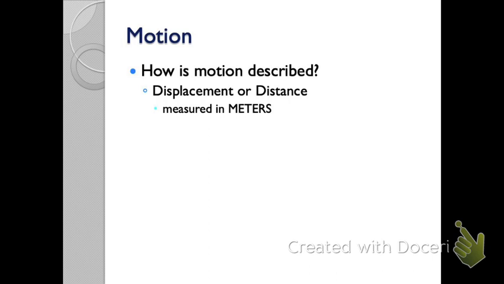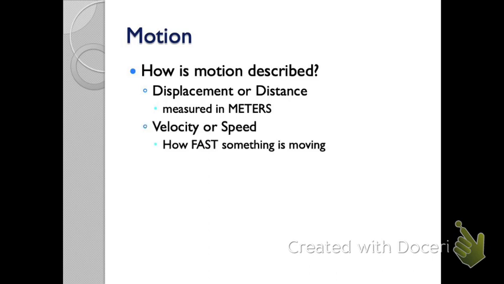All right. The next way we can describe motion is with velocity or speed. Have you heard those words before? Okay. Which one do you hear more often? Speed, right? There's a difference between speed and velocity, but in our everyday language, we tend to use speed more often. So velocity or speed tell us how fast something is moving. The unit for speed or velocity is typically meters per second.